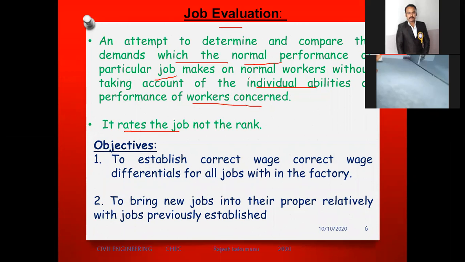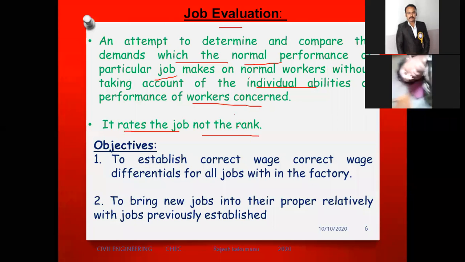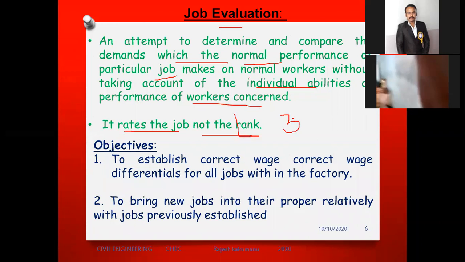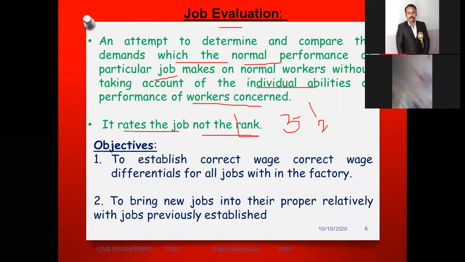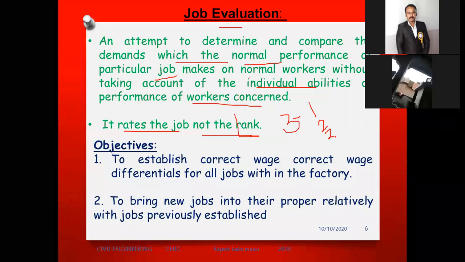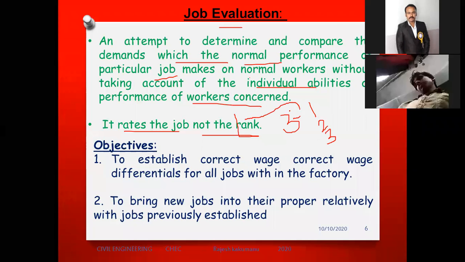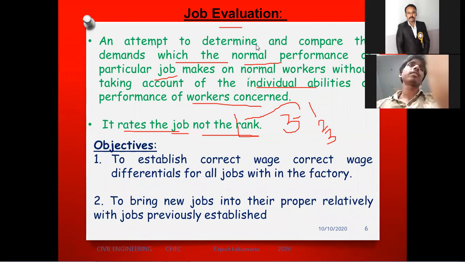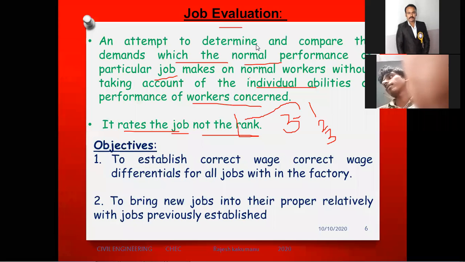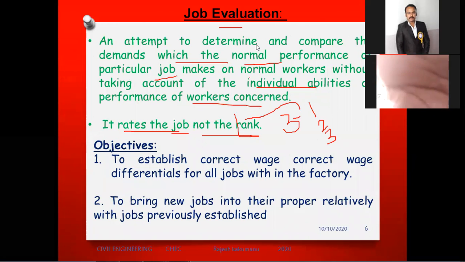Next, it rates the job, not the rank. Here we took 3 persons. Among the 3 persons, the excellent person does it in less than 15 minutes, the below average person takes more than 15 minutes, and the average person will fit in between those. So here we are not giving ranks to the persons. We are just rating the job. Rating the job means we are giving some importance to the job. This job can be done in 15 minutes. This job requires two employees to complete it. So like this, we are giving importance to the job. That's why we call it job evaluation or job analysis.